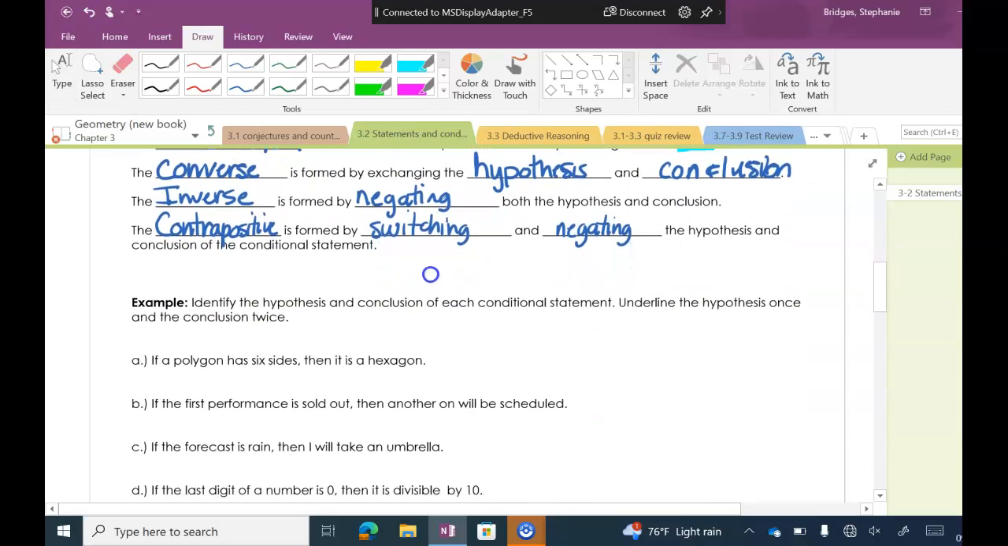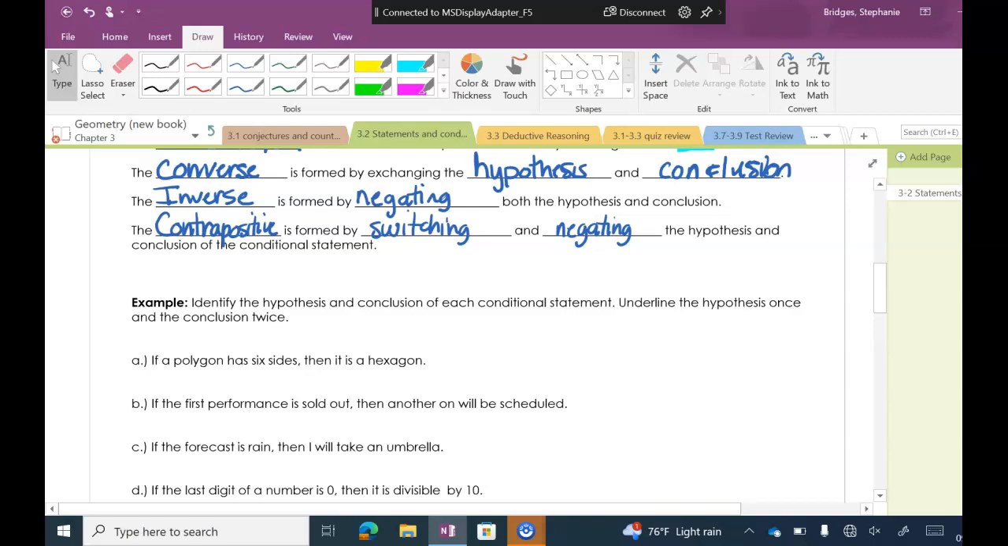Okay, so the first thing we're going to do is identify our hypothesis and our conclusion. What it says is underline the hypothesis once and the conclusion twice. Is everybody ready? We'll do the first couple together, then I'll let you try.